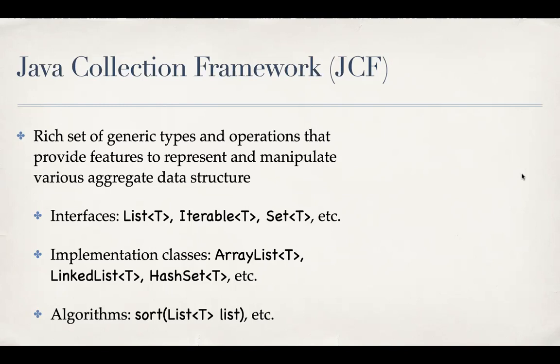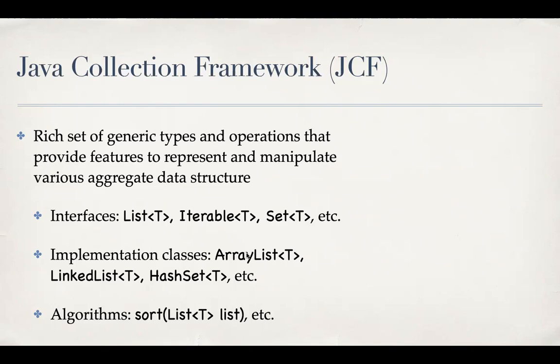JCF is basically a rich library which lets you manipulate a lot of data by providing very common data structures and algorithms. So it is a rich set of generic types and operations. And basically, there are three things. There are interfaces like lists, iterables, sets, maps, and so on. And many of these interfaces are implemented in the implementation classes.